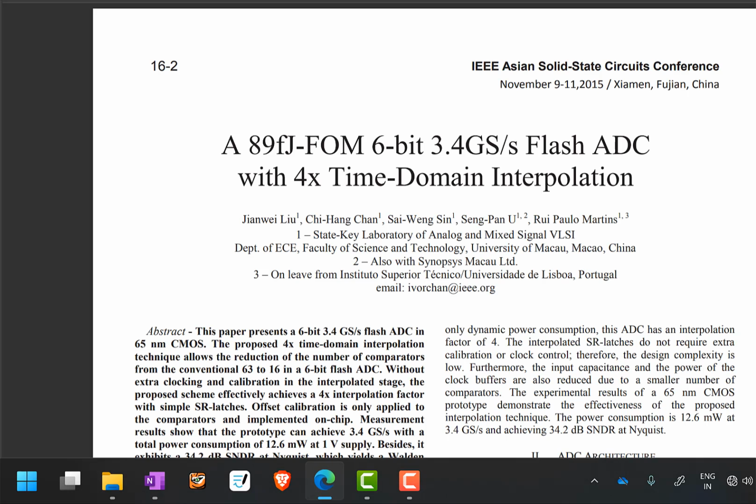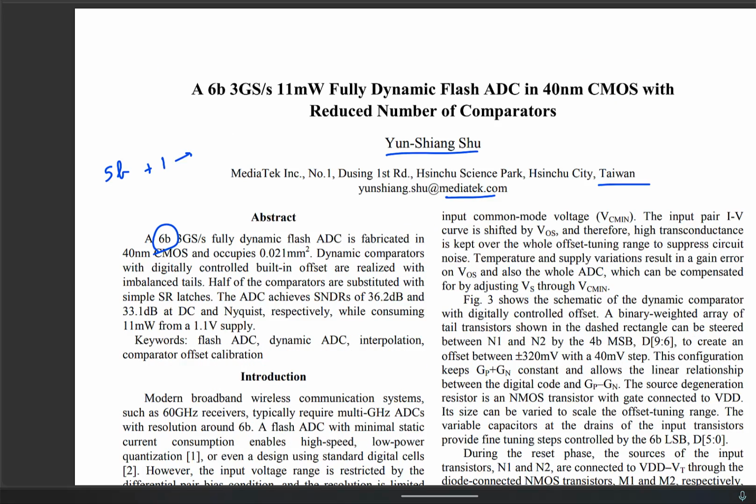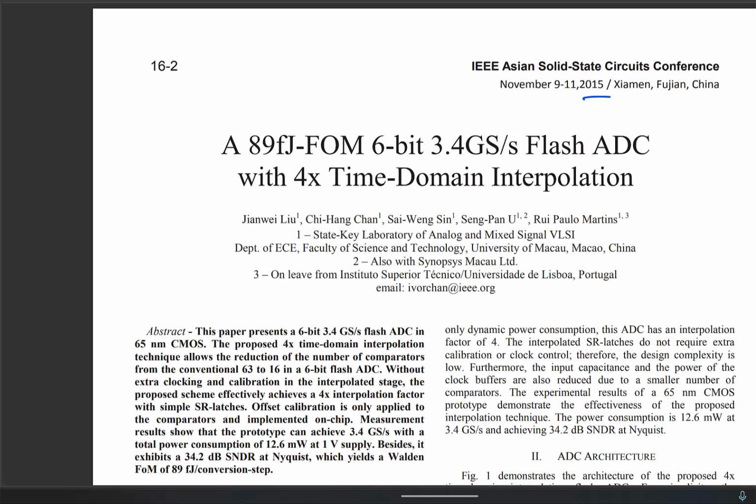And one way this is done is this. Again, this is not very new. This is from 2015, from the Asian Solid-State Circuits Conference, and the previous one was from the VLSI Symposium. The VLSI Symposium and anything in the Solid-State Circuits Society is the top place where state-of-the-art works are reported.